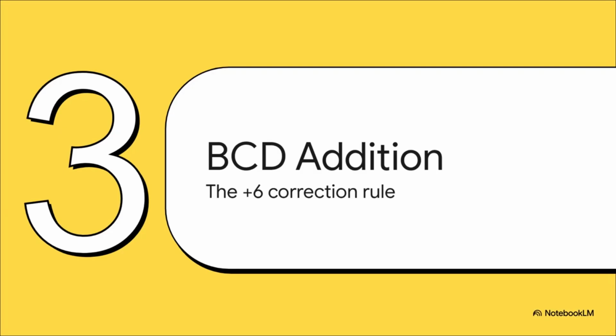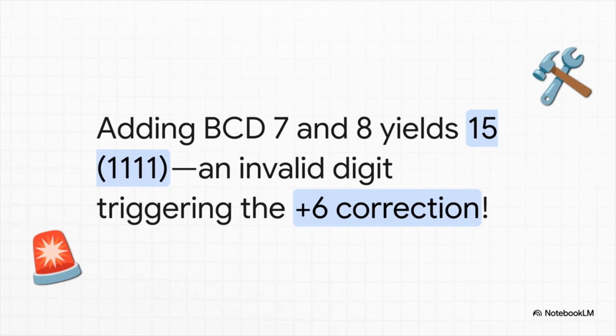Okay, Section 3, BCD Addition Correction, the essential +6 rule for invalid digits. Now, binary-coded decimal, or BCD, is super strict. It only represents decimal digits 0 through 9 as 4-bit binary groups. So what happens if we try to add BCD 7 and BCD 8? The raw binary addition gives us 1111, which is 15, but 1111 is completely invalid in BCD logic. Whenever your sum exceeds 9, or if it generates a carry, you absolutely must apply a correction factor. You have to add 6, which is 0110 in binary, to your invalid result.